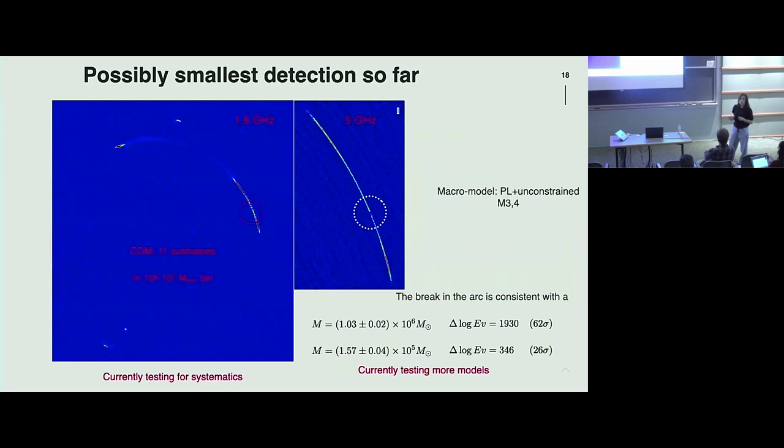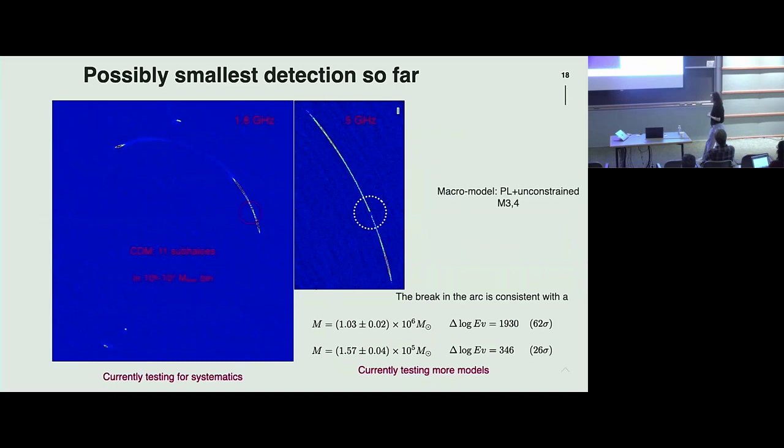Of course, when you get to this regime, you start worrying about globular clusters. So I refitted the data using a King profile, and I find that you could have a globular cluster with a mass of 1.5 x 10^5 solar masses. Interestingly, though, it is not preferred as much as the isothermal profile. We're currently testing for systematics, and we're currently testing more models, but possibly this is the smallest detection of a subhalo or a line-of-sight halo.